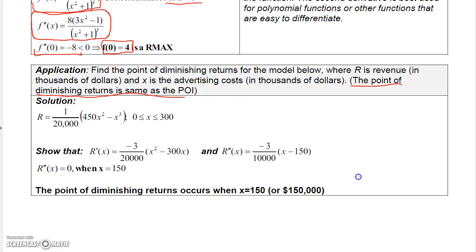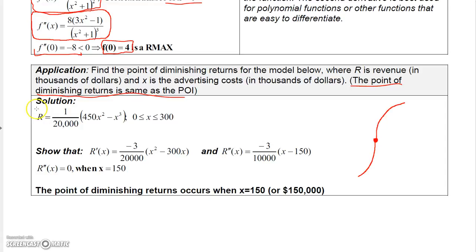You might have a function that's increasing, and it continues to increase, but at some point, the rate at which it's increasing, maybe right here, begins to slow down. So it's still increasing, but it's increasing at a slower rate. So in other words, it's changing from concave up to concave down. And so there, that point would be the point of diminishing returns.